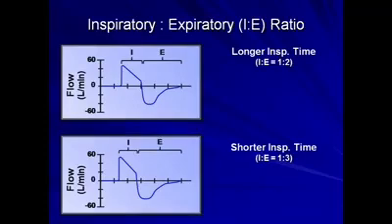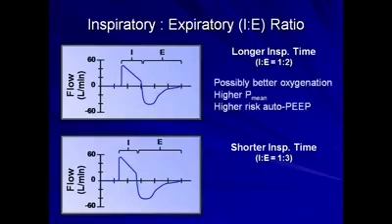The difference between longer and shorter inspiratory time is that with the longer inspiratory time, there is possibly better oxygenation, but a higher mean pressure and higher risk of auto PEEP, while with the shorter inspiratory time, there is lower mean pressure and lower risk of auto PEEP.